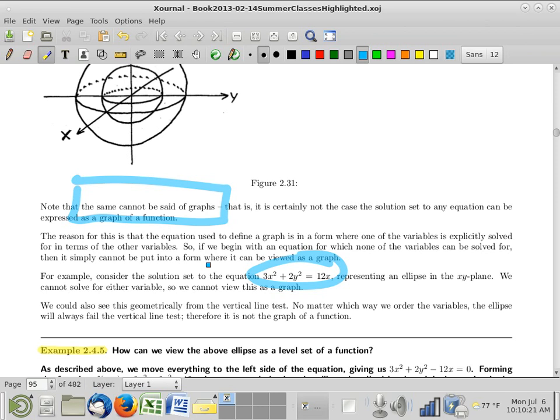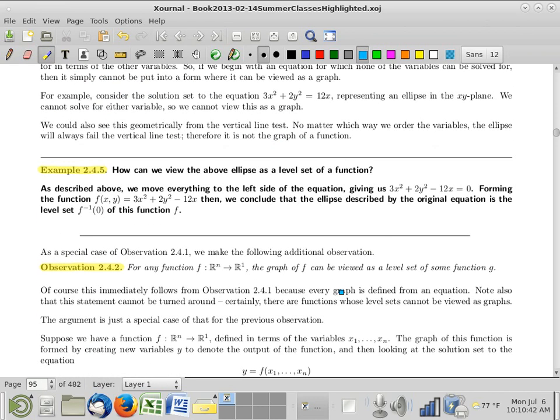Flashbacks to Algebra 2 class. Fails the vertical line test. So you can't use your knowledge of graphs and how graphs relate to calculus to use calculus to understand this thing. Right? You have to use level sets. Okay. Right, and that's this example here.